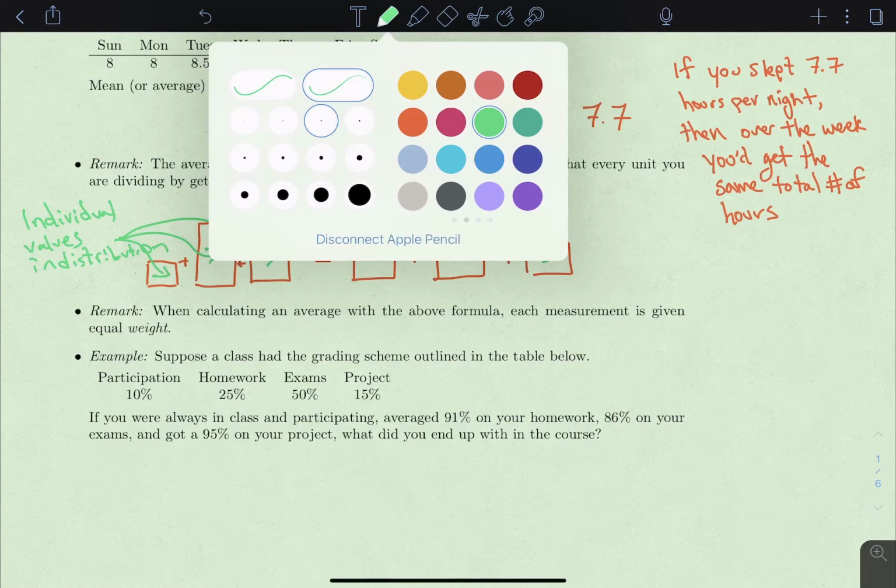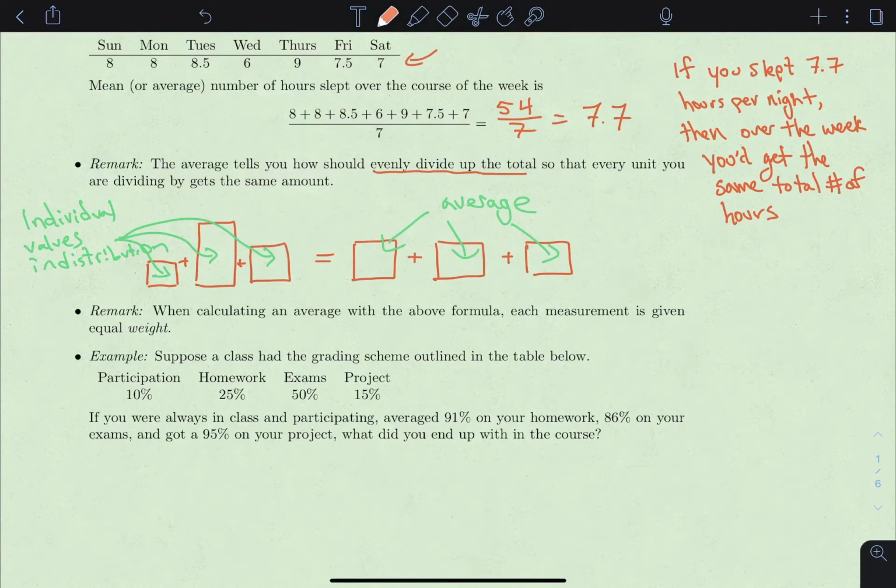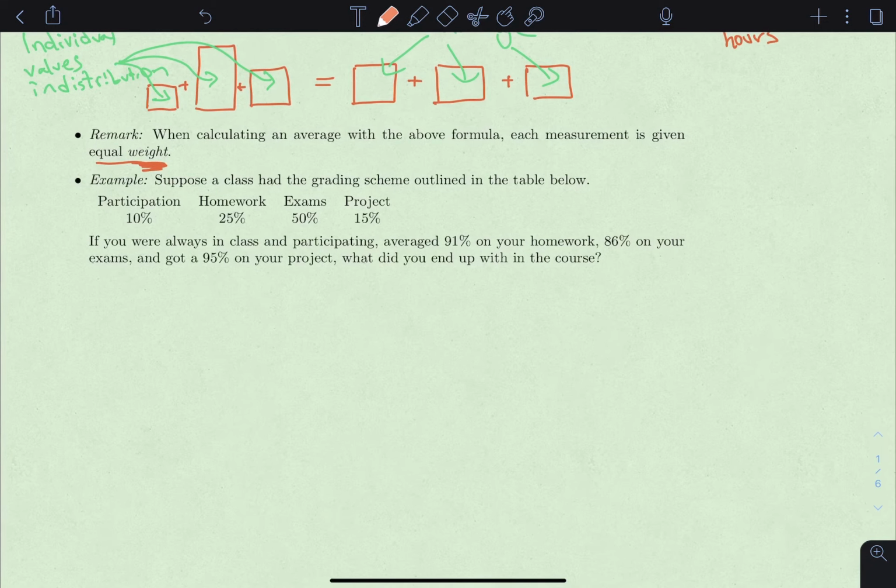There's also something called a weighted average. In the above calculation, each measurement is given an equal weight. Each value of hours slept is worth the same amount. When you calculate a weighted average, the different values have different weights. So imagine you're in a class which has a grading scheme that looks like this. Your participation is worth 10%, homework is 25%, your exams are 50%, and your project is worth 15%. So exams are twice as valuable as homework, is something you might say.